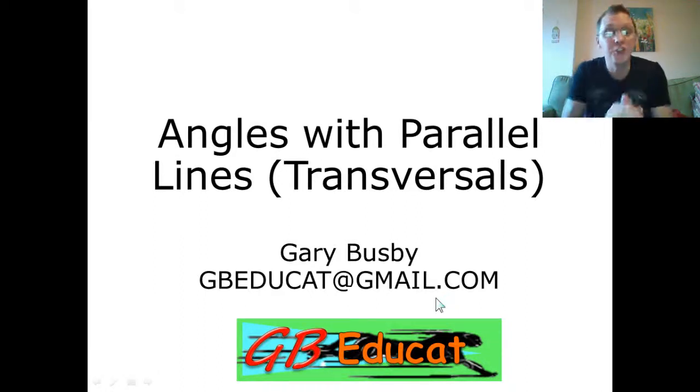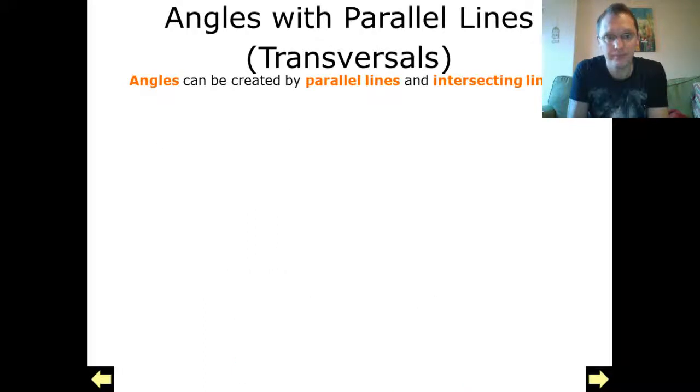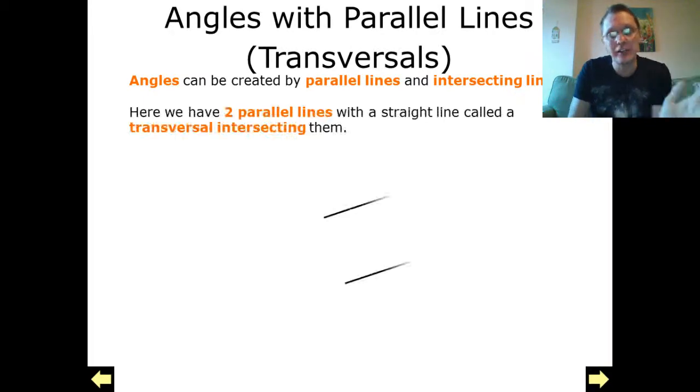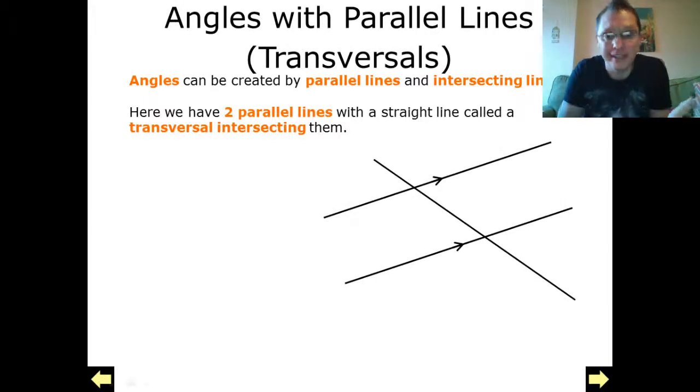Hi and welcome to today's session on angles with parallel lines. These are also called transversals. So when we are looking at angles which are created by parallel lines which are intersected by another line, that intersected line is called a transversal. And here's an example of this. Here we've got our parallel lines defined by our arrows. And this intersecting line, so this line crossing these, this is our transversal.